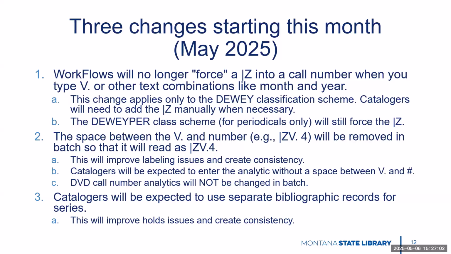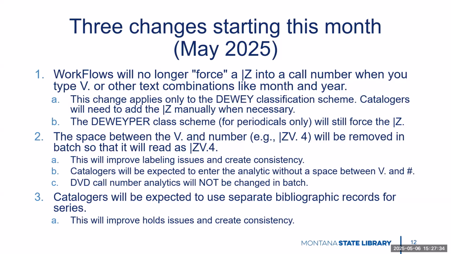And this is meant to make it more intentional. It means that we're going to avoid the bar Z automatically being added when you're trying to create a call number, but maybe you don't intend to actually add an analytic to it, but it happens anyway because of what you're typing. So we're trying to avoid that mess, but know that since you will need to add it manually sometimes when the situation warrants, we have specific guidelines for that, which I will get into.